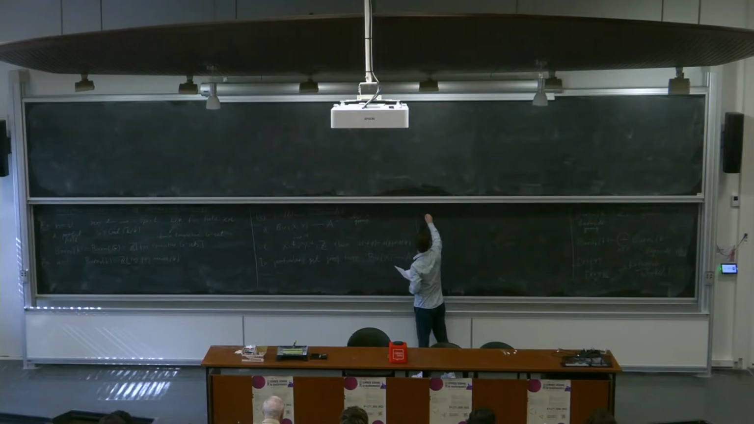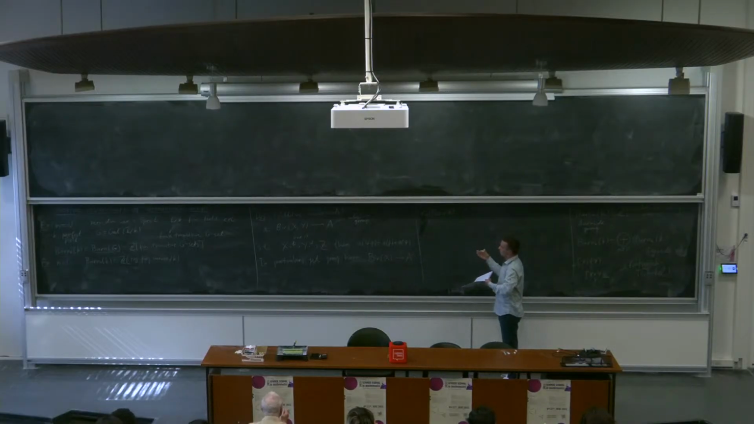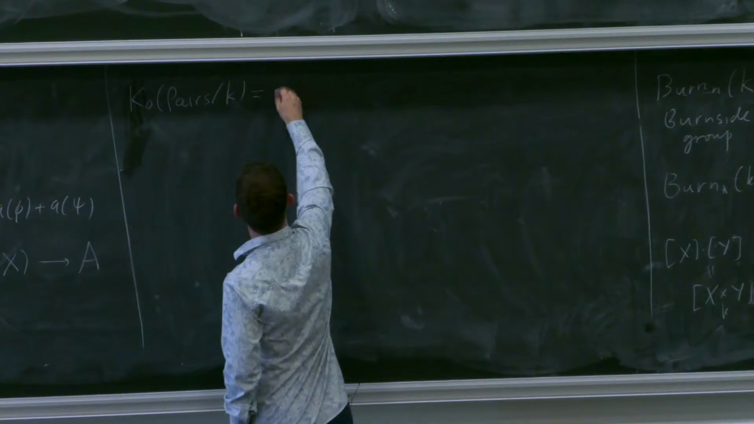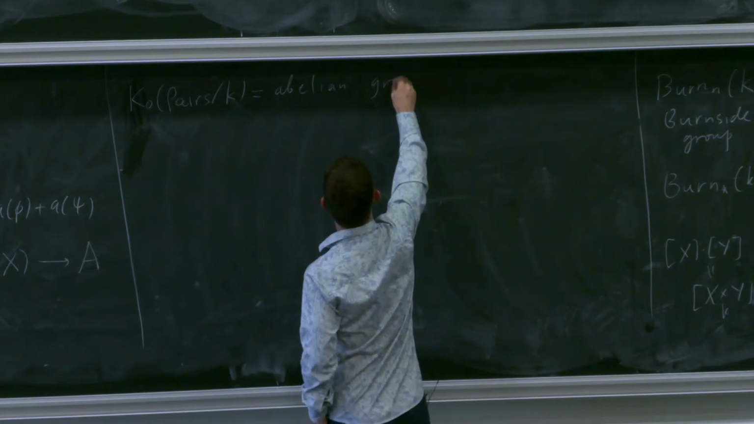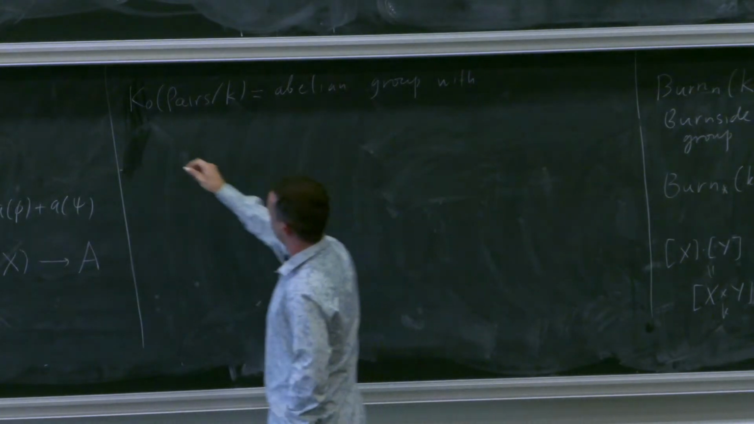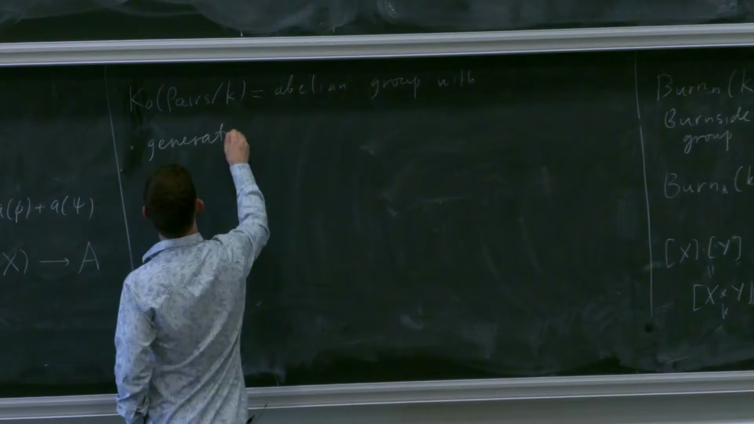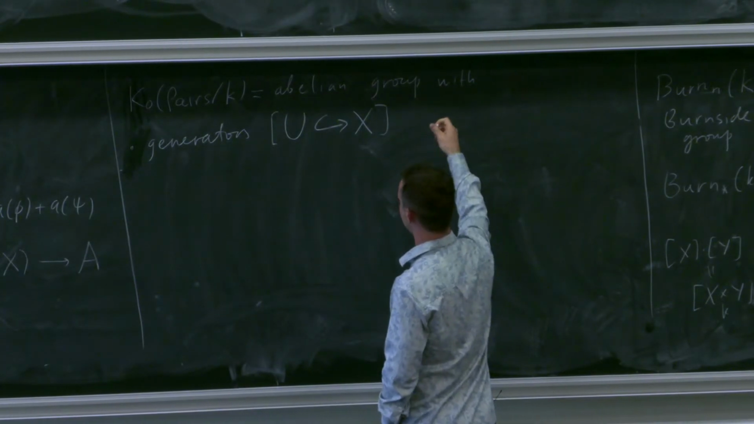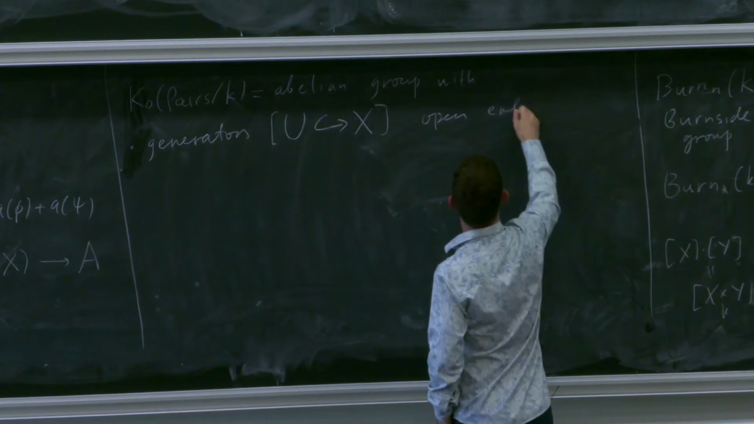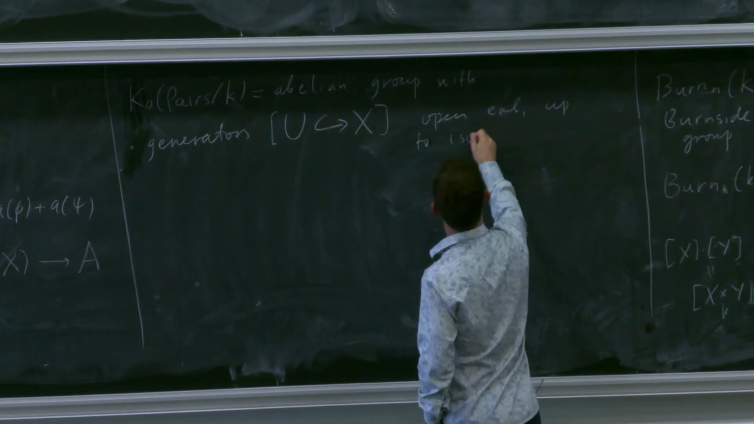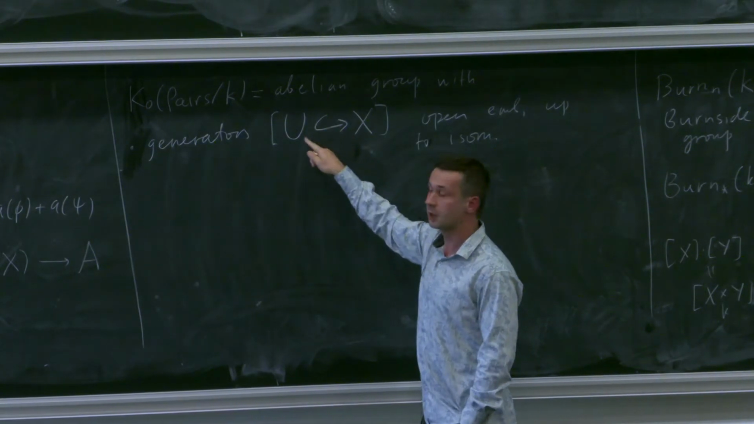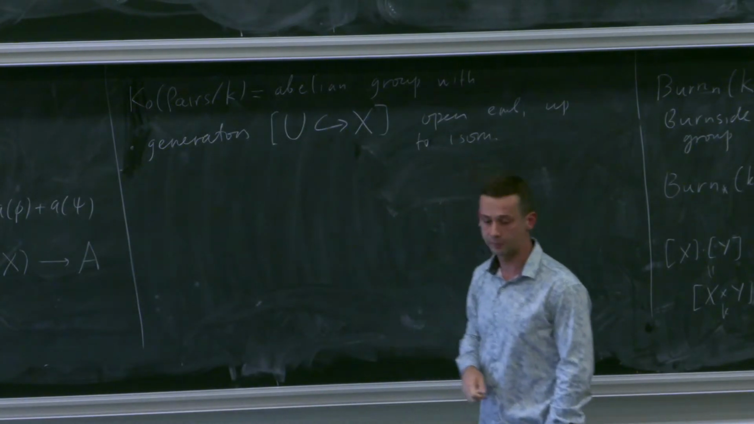So I look at certain other gadgets, K0 of pairs over K. This definition makes checking certain things very natural and transparent. This is an abelian group with generators and relations. My pair is an open embedding, up to isomorphism. So I'm looking at open subvarieties, or more like these maps, considered up to isomorphisms on the source and on the target.